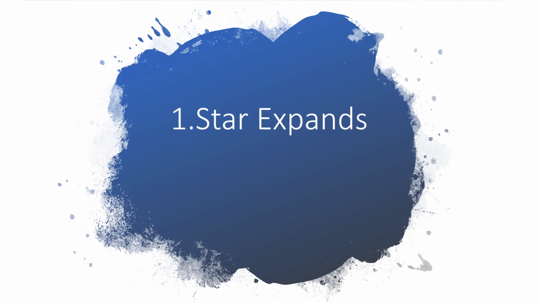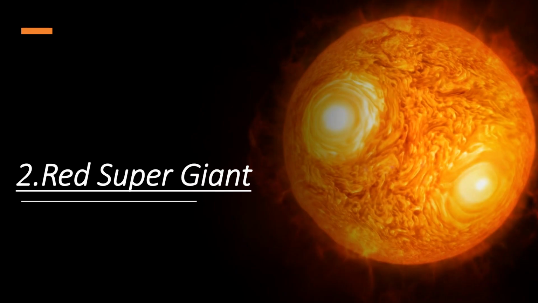Star expands. Red supergiant. The star has grown into a supergiant. Nuclear fusion carries on inside the core, forcing atoms together to form heavier and heavier elements until the star's core turns into iron. When this happens, the core no longer generates enough outward pressure to resist the crushing force of gravity, and the whole star suddenly collapses, causing a catastrophic explosion, a supernova.